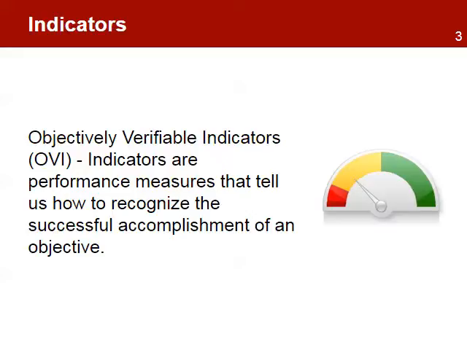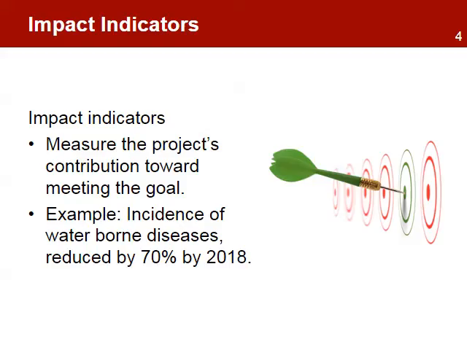For each of the expected results specified in column 1 of the log frame, indicators will be selected in order to measure these results. The second column of the log frame is for the objectively verifiable indicators. The purpose is to ensure the information collected should be the same if collected by different people, that is, not open to subjective opinion or bias. Indicators are performance measures that tell us how to recognize the successful accomplishment of an objective.